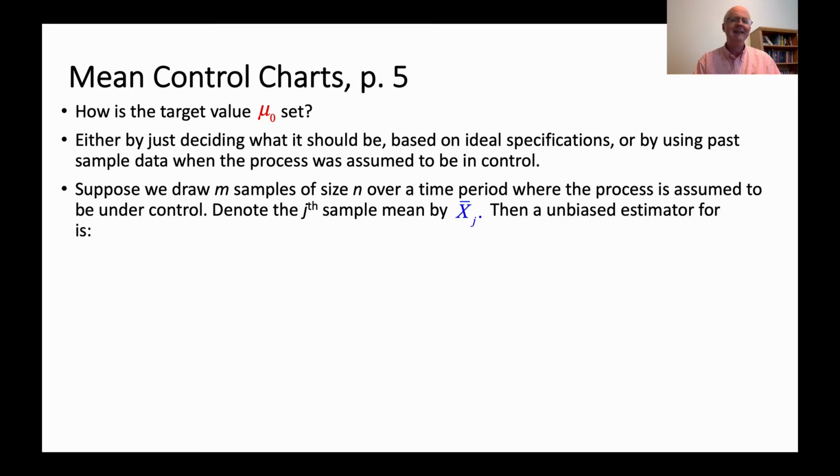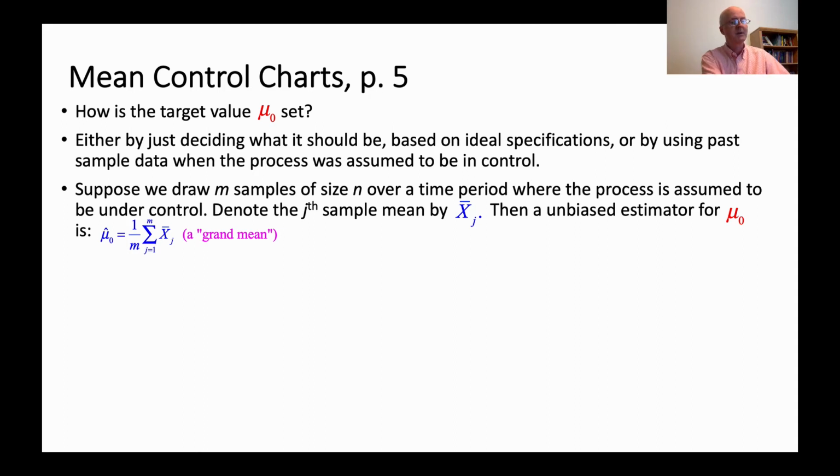Then an unbiased estimator for mu0 is what? What would be intuitive? Well, how about just taking the average of the averages? Take the mean of the means, the mean of the x bars, add them up and divide by how many there are.